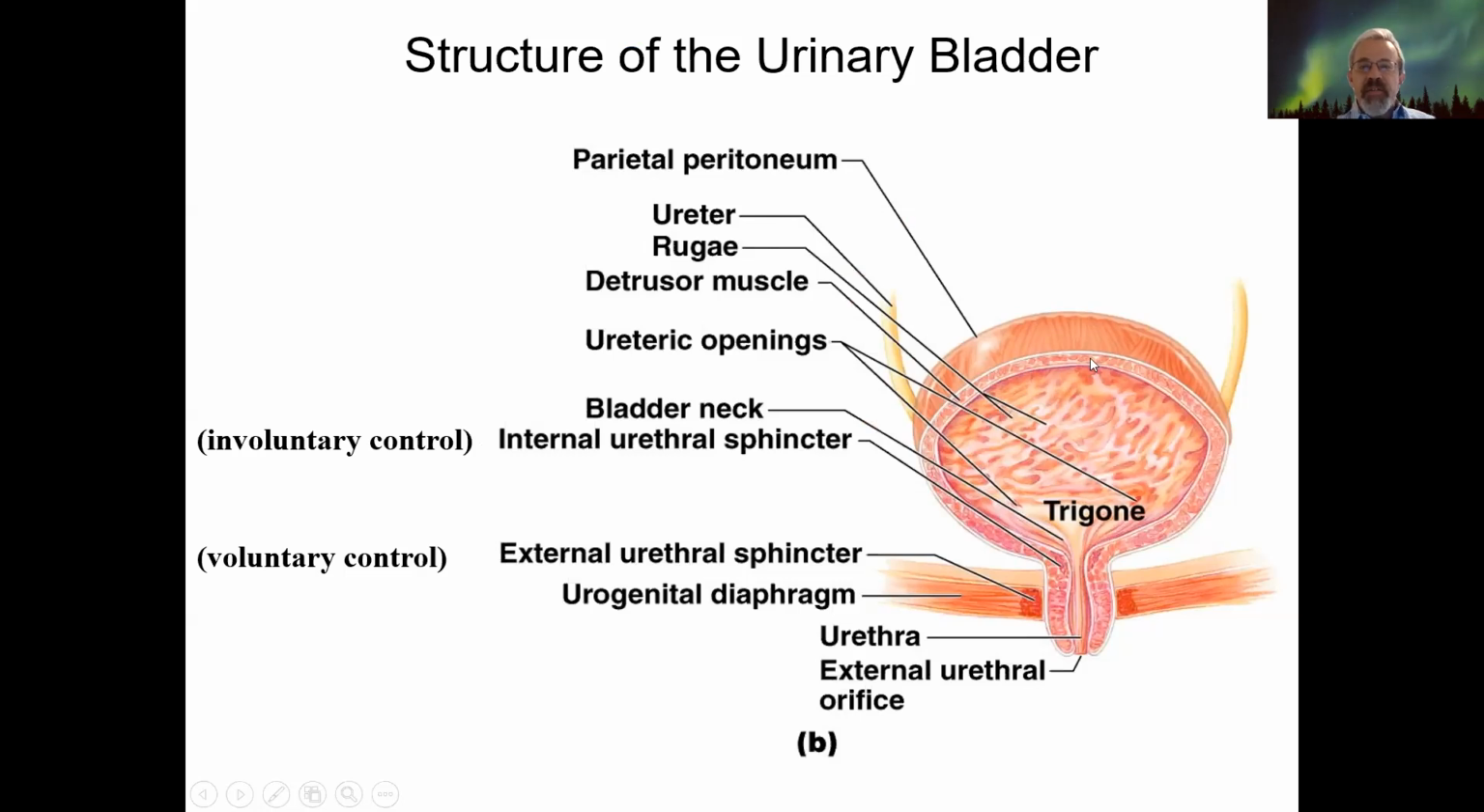Here's the bladder, here are the ureters. First and foremost, I mentioned muscle. The bladder has a very thick, smooth muscle known as the detrusor muscle. That's this thick muscular wall, okay? There's folds in the bladder called rugae.